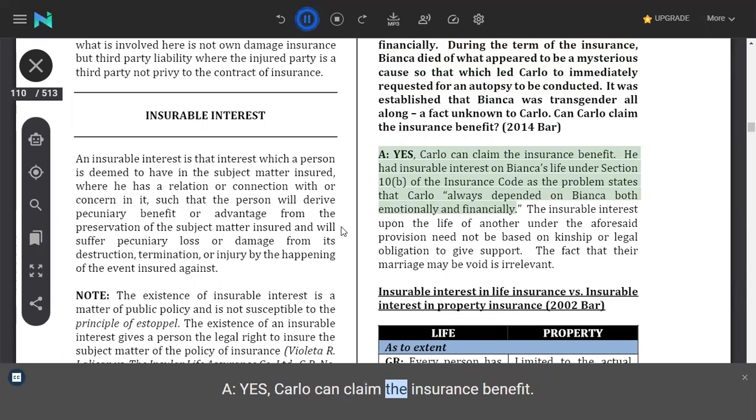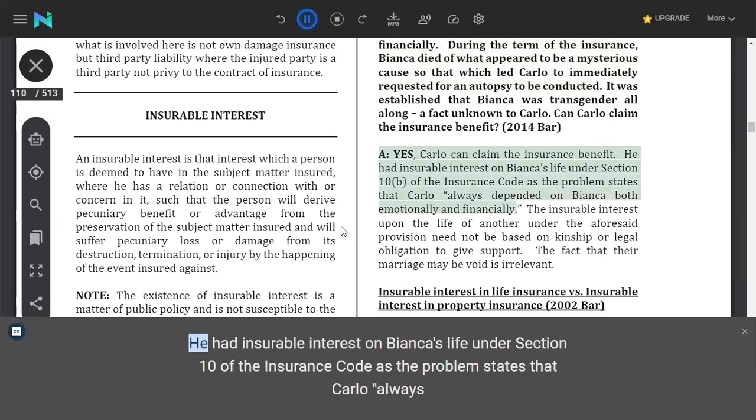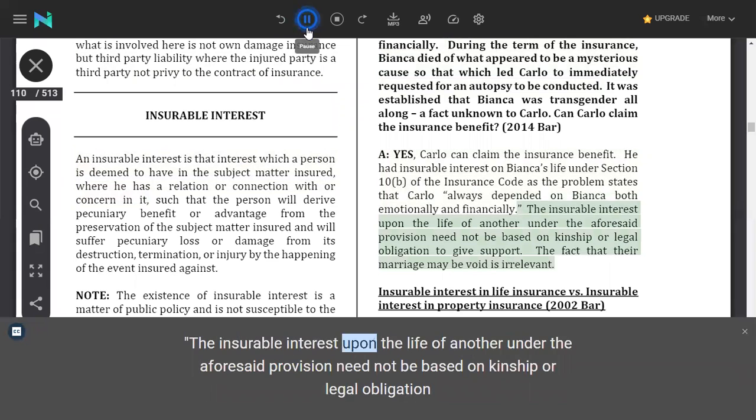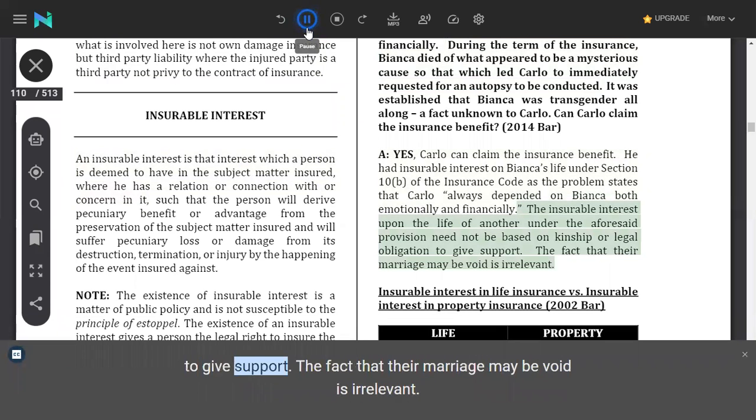A. Yes, Carlo can claim the insurance benefit. He had insurable interest on Bianca's life under Section 10 of the Insurance Code, as the problem states that Carlo always depended on Bianca both emotionally and financially. The insurable interest upon the life of another under the aforesaid provision need not be based on kinship or legal obligation to give support. The fact that their marriage may be void is irrelevant.